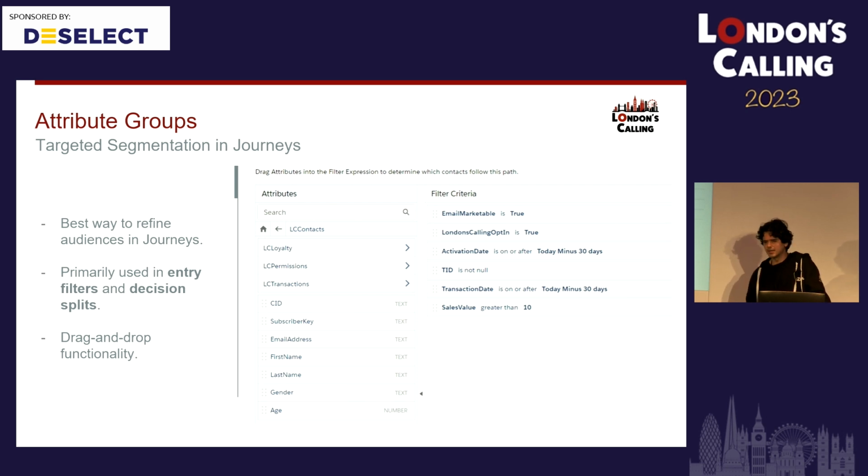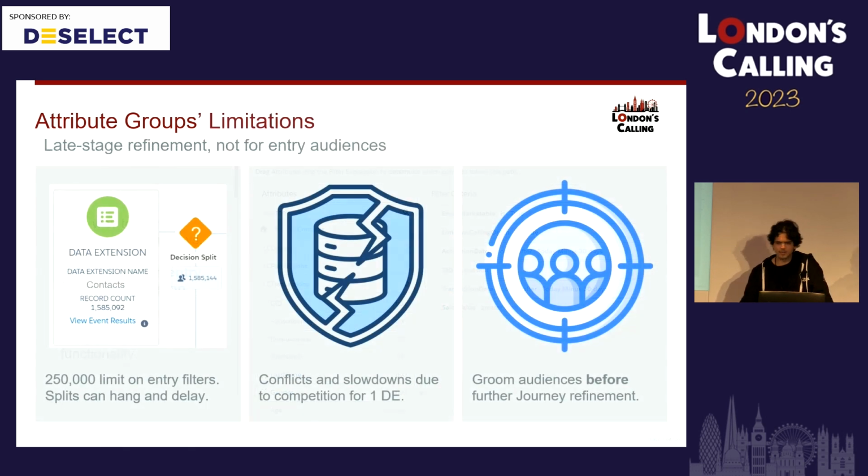Really useful, right? Except that it's kind of limited to journeys only, and that's a bit of a problem because you're not really meant to be using attribute groups for your entry-level journeys or your entry-level audience. It's late-stage refinement. Say I have a contact table with 1.5 million records, and I'm using an entry filter of attribute groups just to knock off, let's say, 250,000 records. Not that big of a number compared to the 1.5 million in there. That may cause a journey to just outright error, system error. In the best-case scenario, it'll go through, but it'll be really delayed. Journey Builder just isn't built to be able to handle these many records.